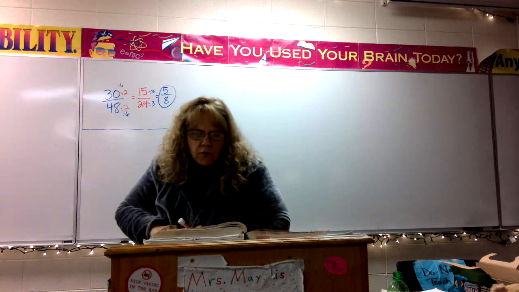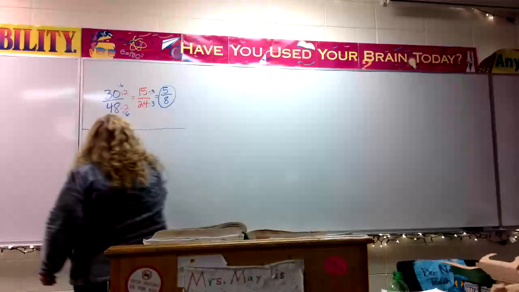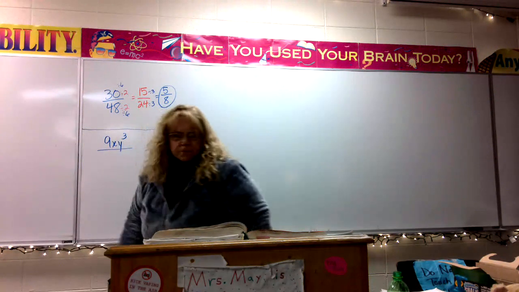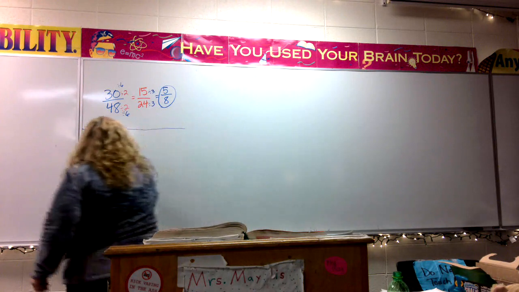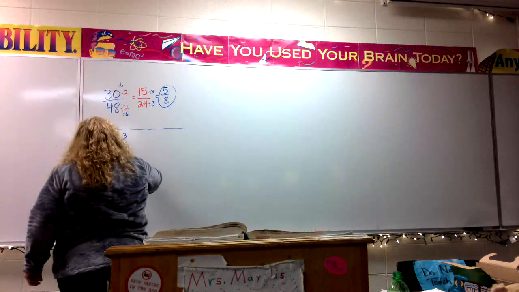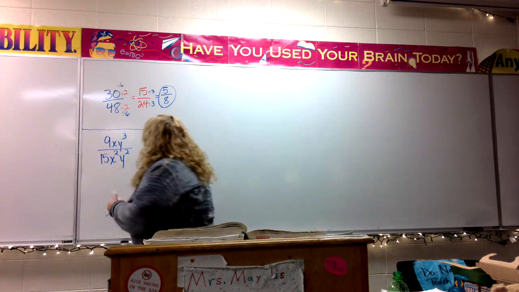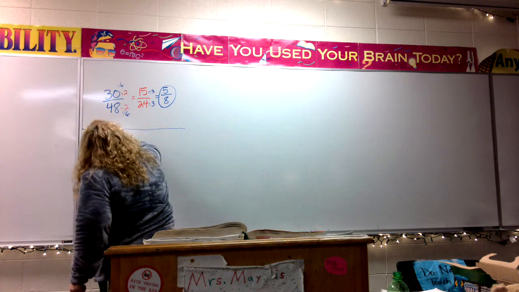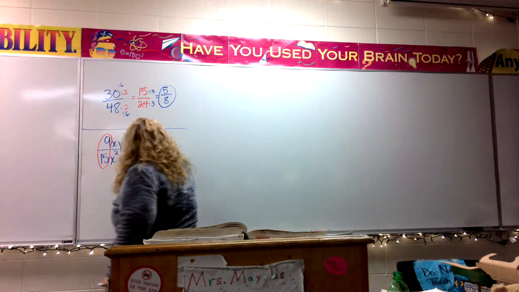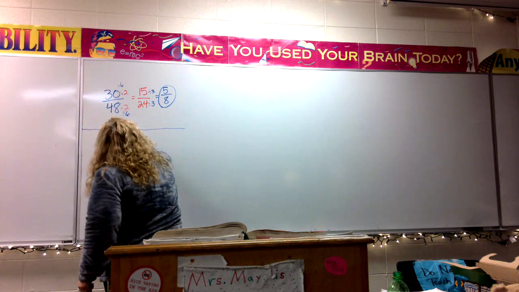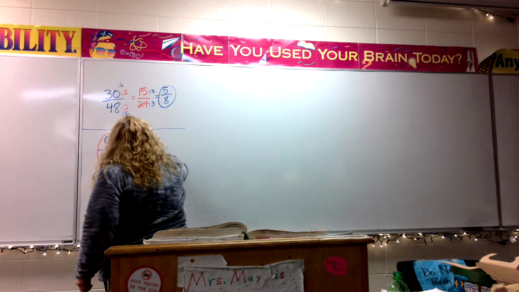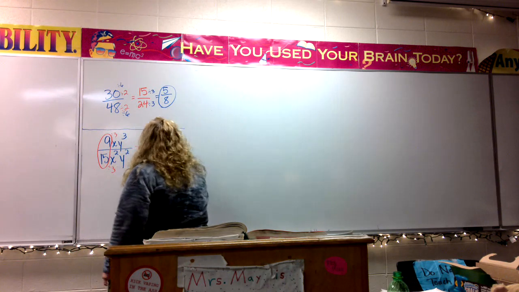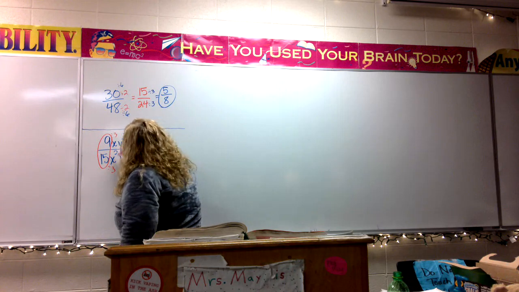So what about if I throw a few letters in there? 9x, y to the 3, over 15x squared, y squared. Well, I would just do one little piece at a time. You have 9 over 15. What do those both divide by? 3. Divide by 3. Divide by 3. What does that give you? 3 over 5. What about the x squared and the x?